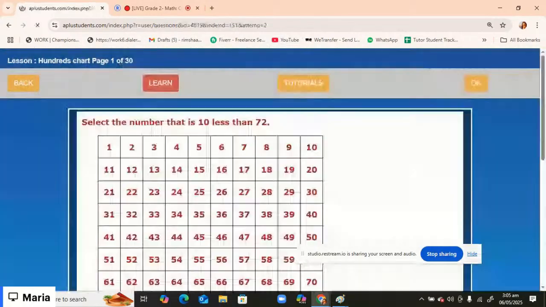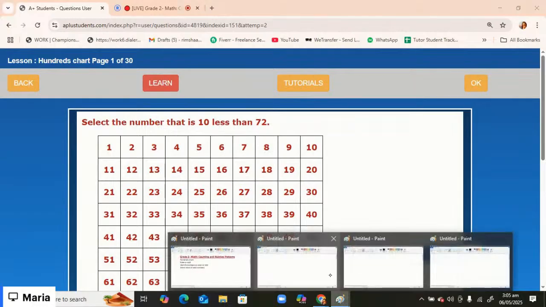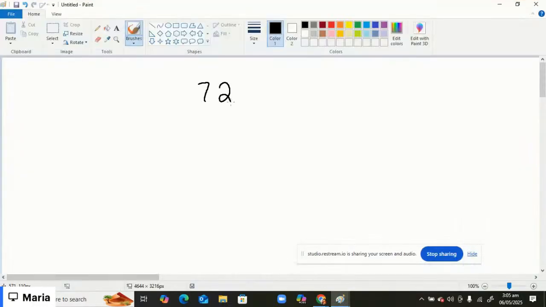Now let's start the test questions. Here, select the number that is 10 less than 72. So what is the answer of 10 less than 72? 72 minus 10. Less than means subtraction. More than means addition.